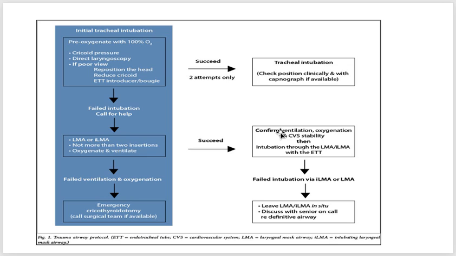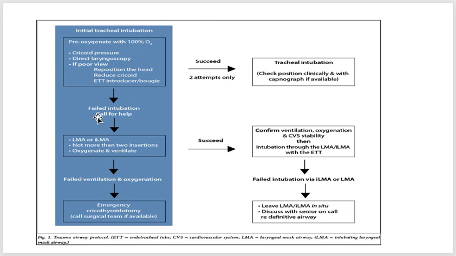I will not go into much detail of this, but what you can see here is: initial tracheal intubation, pre-oxygenate with oxygen, provide cricoid pressure, use a laryngoscope, and if there is a poor view, then reposition the head, reduce the cricoid pressure, or use an ETT introducer. If there's success, we should do two attempts, right? But if there's no success, then call for help. Then you can use the other types of airways.